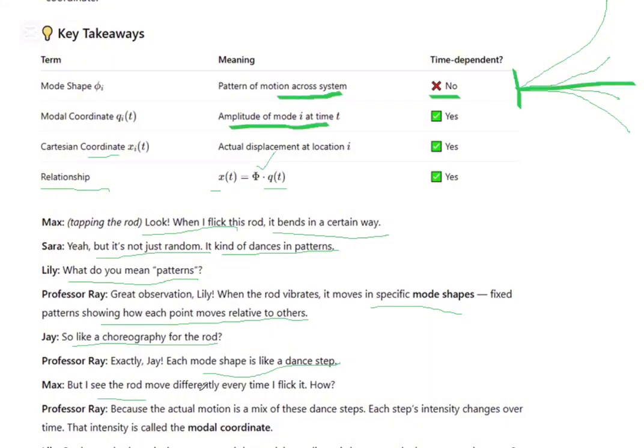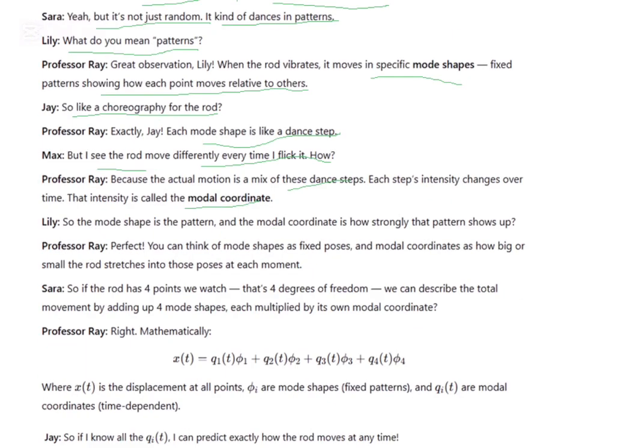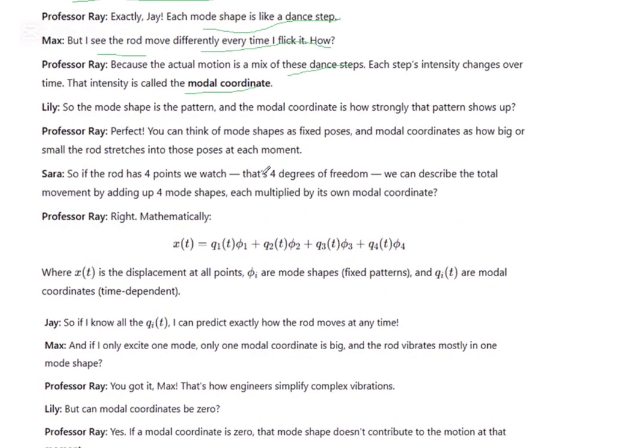I see the rod move differently every time I flick it. How? Because the actual motion is a mix of these dance steps. Each step's intensity changes over time, and that intensity is called a modal coordinate. So the mode shape is a pattern, and the modal coordinate is how strongly that pattern shows up.